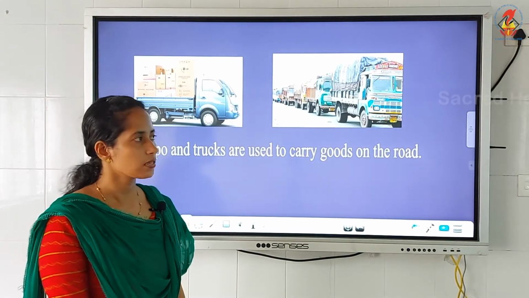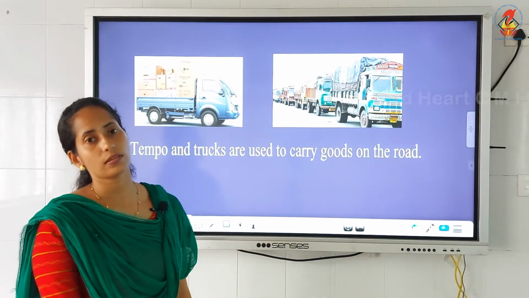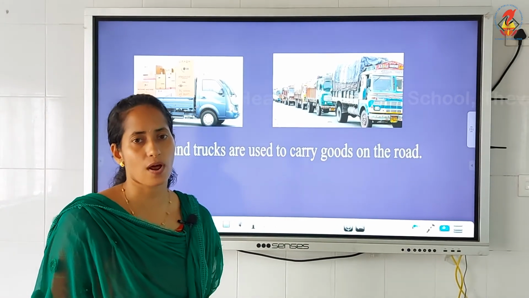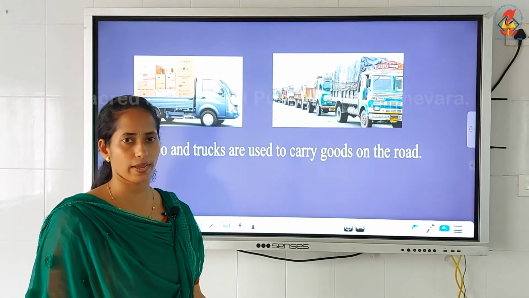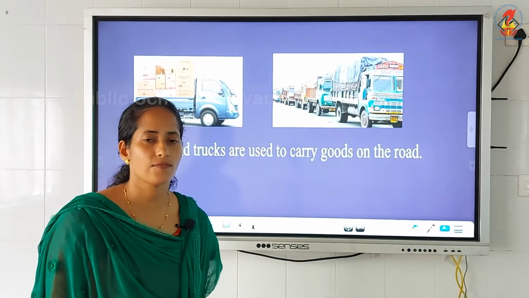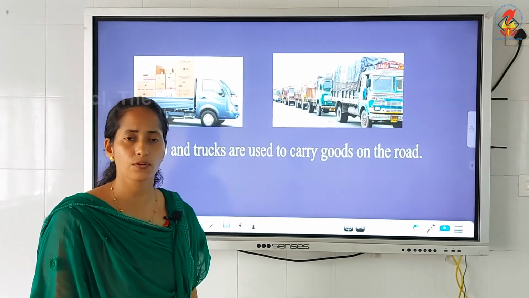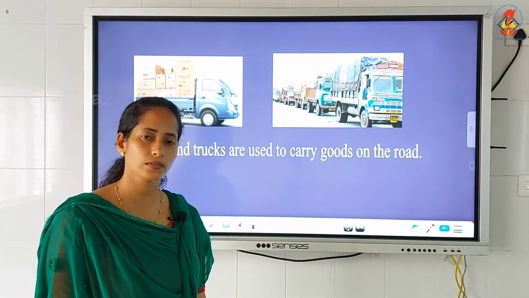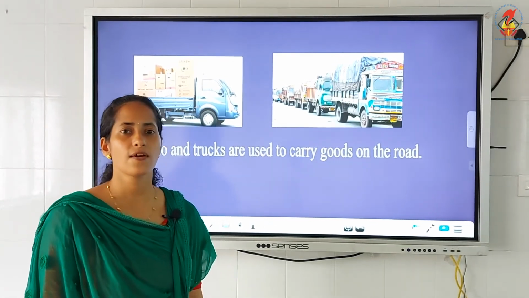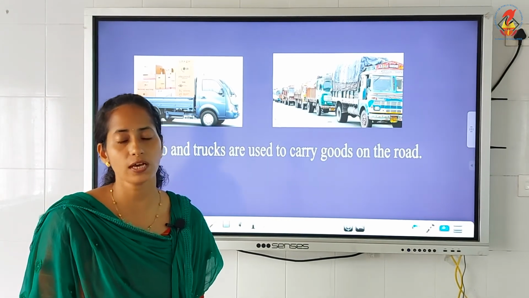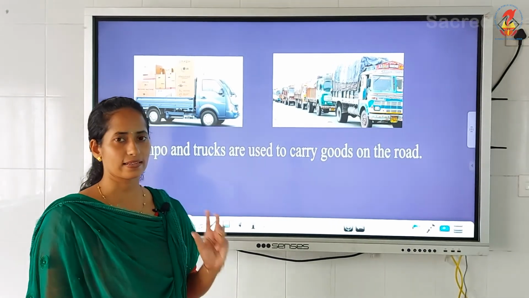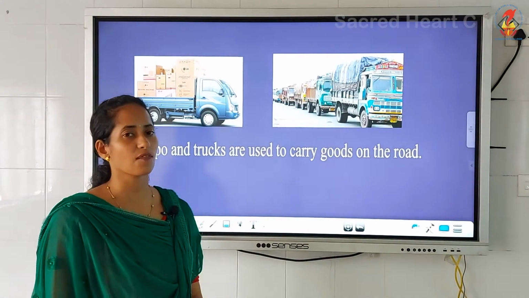Is it clear, children? And of course, the vehicles that have engines need fuel to run on the road, or on the rail, or on the waterway, isn't it? So which are the different types of fuel that we use for the vehicles on the road? Do you know? Yeah, it is petrol and diesel that we use for the vehicles on the road. I hope the concept is clear and the important points of the chapter are clear for you.